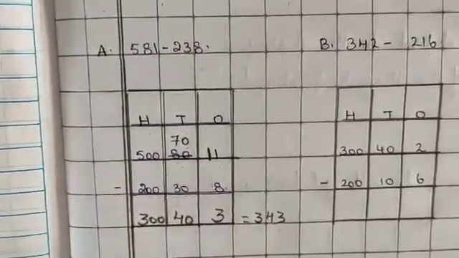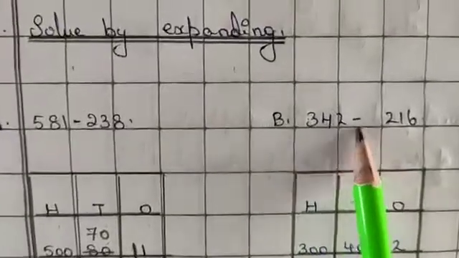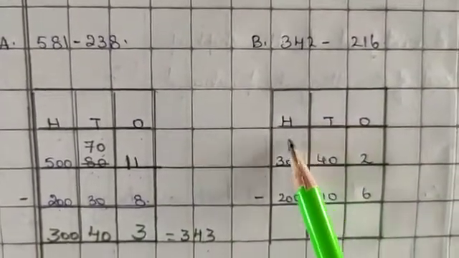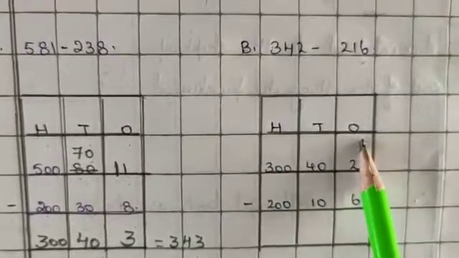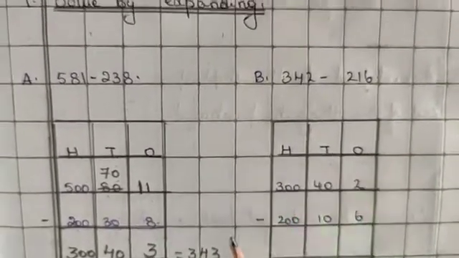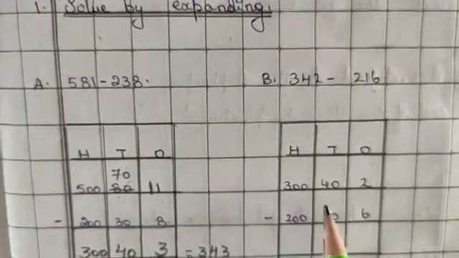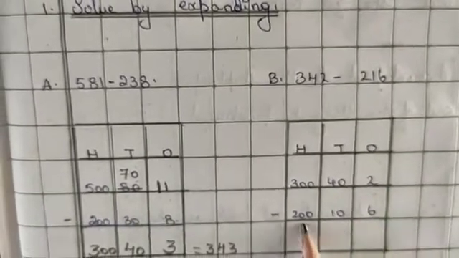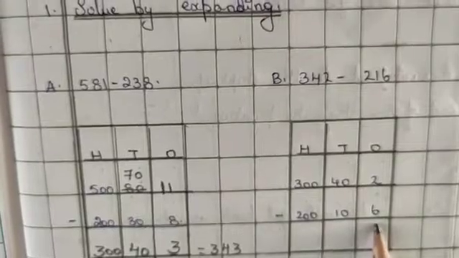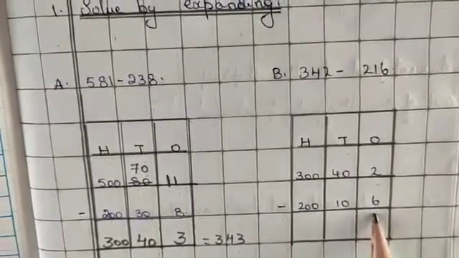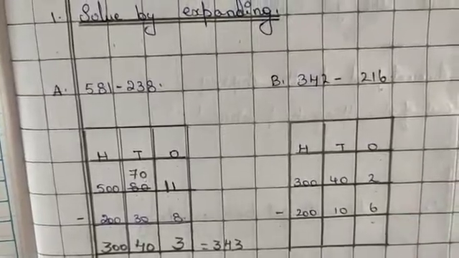So children, for the B bit we have 342 minus 216, right? So here we have to write the place values, ones, tens, hundreds. After that we have to expand the number. 342 minus 216. In the tens place we have to write 10 and in the ones place 6. So now we have to do the subtraction.